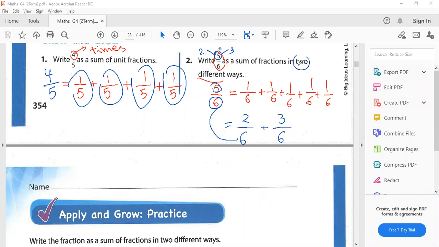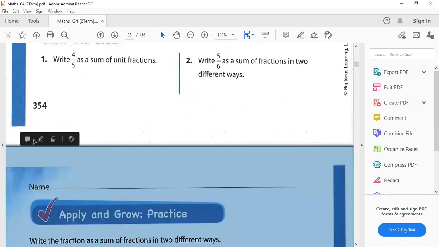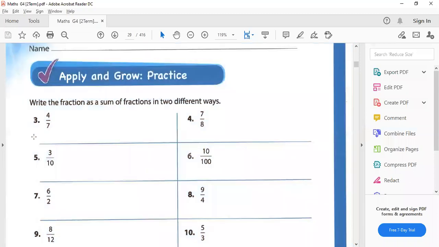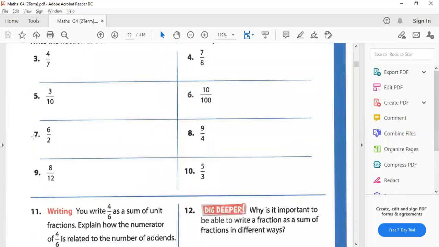Okay, now let's get extra practice. I need now maybe Omar Ahmed. Yes, mister. Could you help me with this one? This is 4 over 7, and we need to express this fraction in two different ways, two different sums of fractions that give us 4 over 7. Okay.